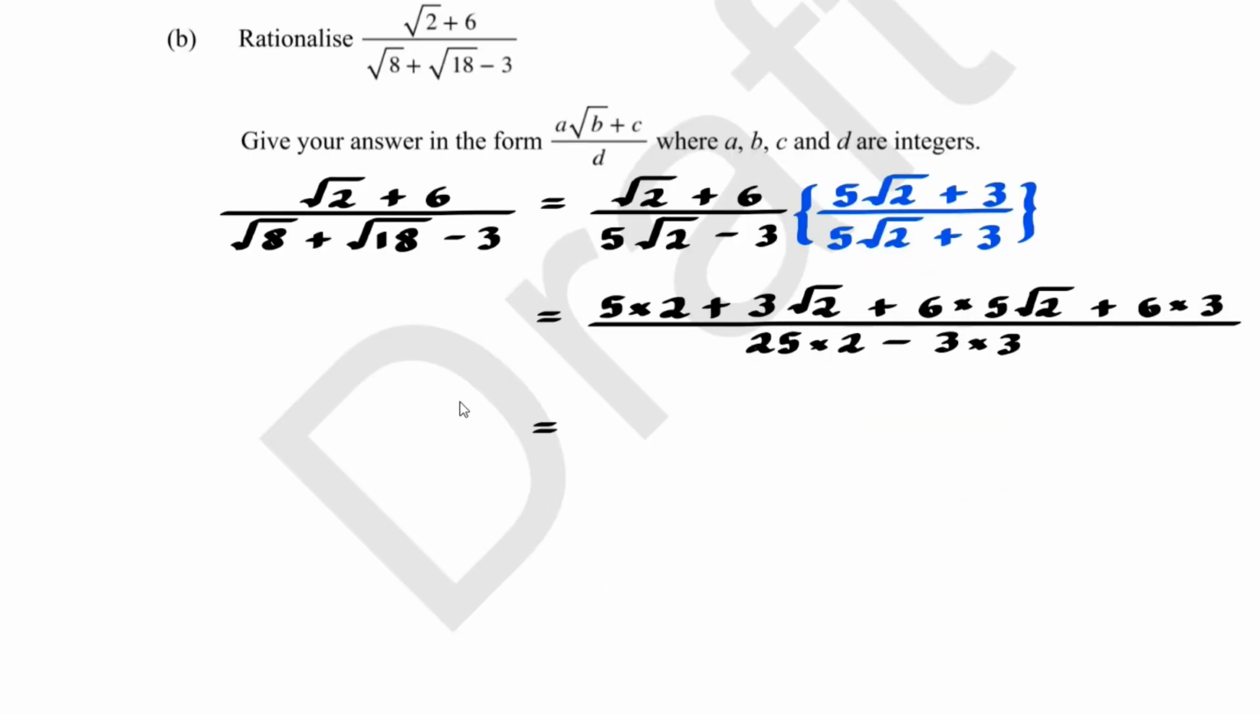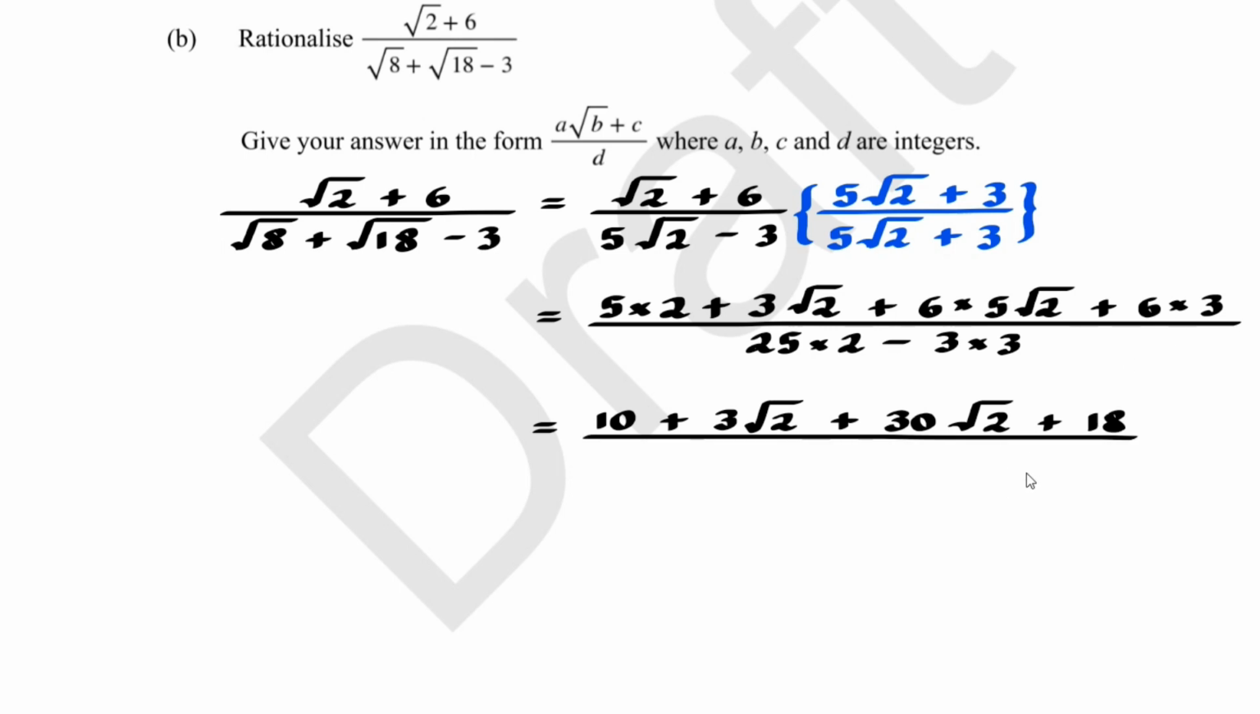Let's simplify this as much as we can. 5 times by 2 is 10. We add on to this 3 root 2. We add on to this 6 times 5 root 2, which is the same as 30 root 2. We add on to this 6 times by 3, which is 18. For the denominator, 25 times by 2 is 50. We subtract 3 times by 3, which is 9.